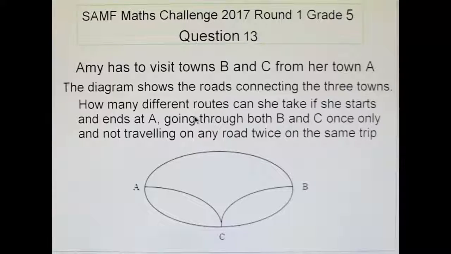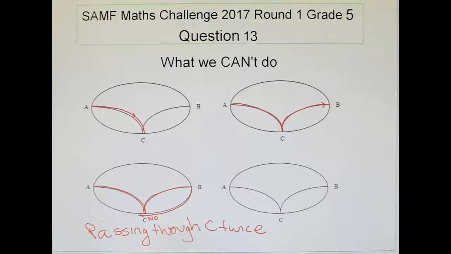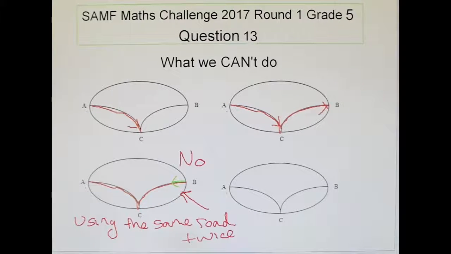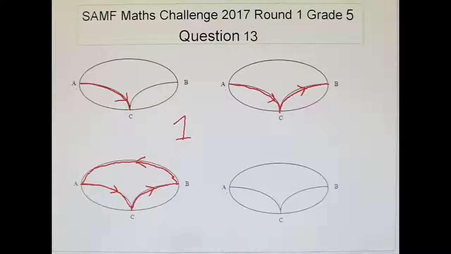She's got to go through B and C once only, and she cannot travel on any road twice on the same trip. So let's have a look and see what we're not allowed to do. We can go from A to C to B, but you can't come back on this road because that would mean passing through C a second time. So that's not allowed. And the other thing is, if you travelled from A to C and then to B, and then you started travelling back along the same road back to C, not allowed to do that. Those two.